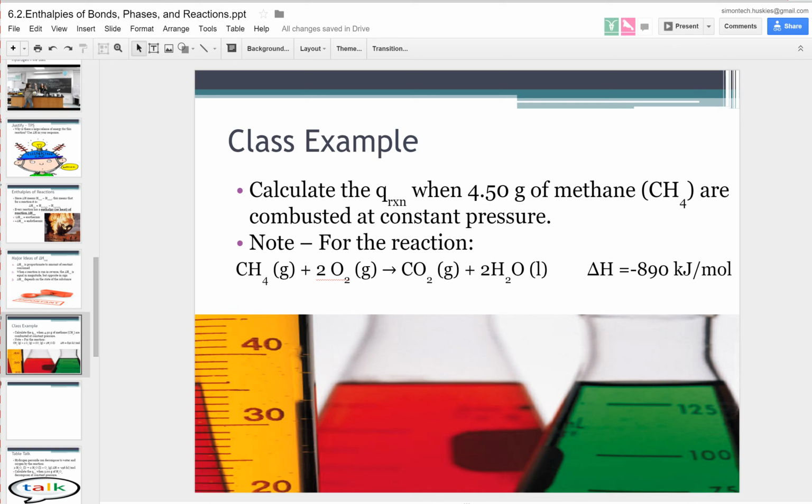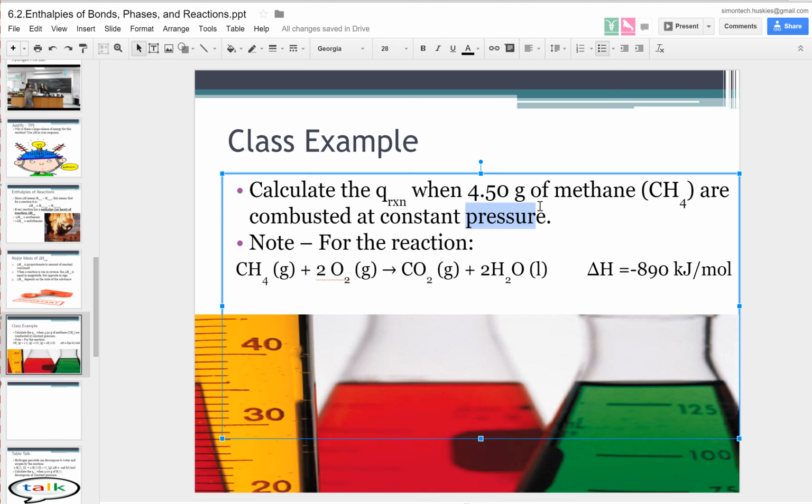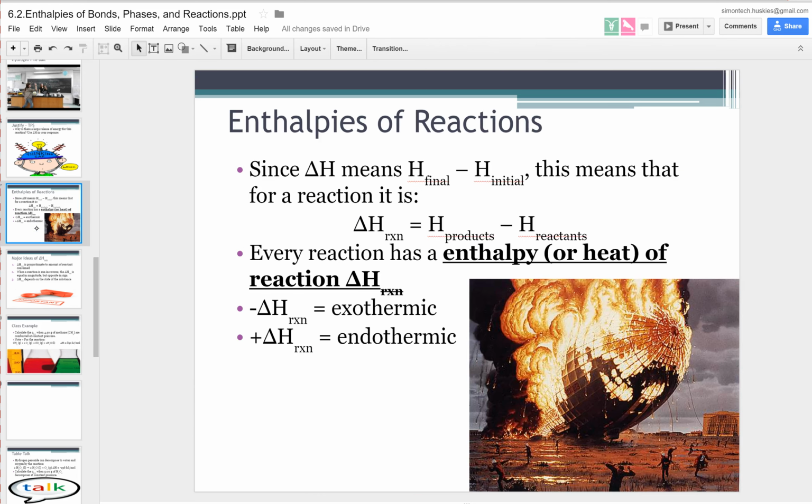All right. So in this example, we're calculating the Q reaction when 4.50 grams of methane are combusted at constant pressure. And the key here is constant pressure. We know that every reaction has enthalpy or heat of reaction that makes them either exothermic or endothermic.